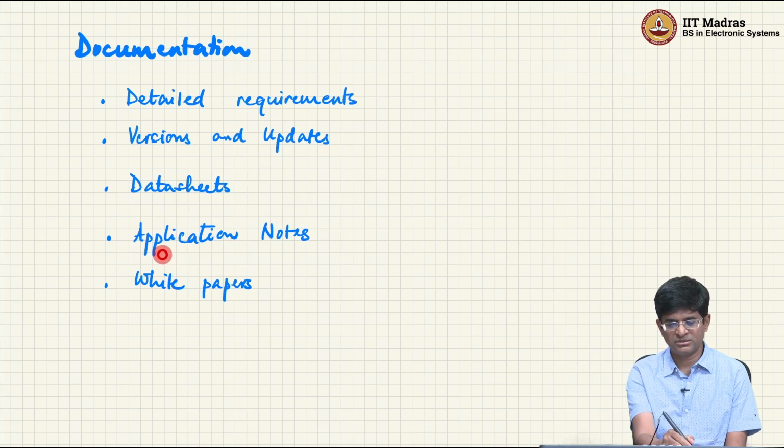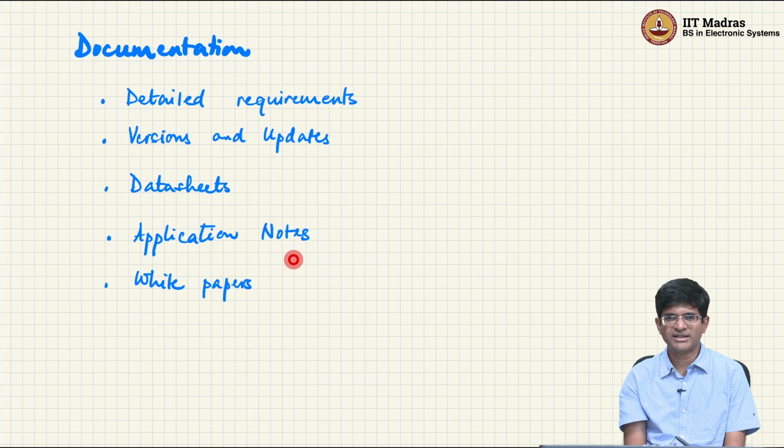Similarly, something that most companies do is they also put out something called application notes, right, which basically gives examples of the usage of certain kinds of chips, right. Let us say you have a counter or a microcontroller, there will be application notes that say examples of the usage of that particular microcontroller, right.